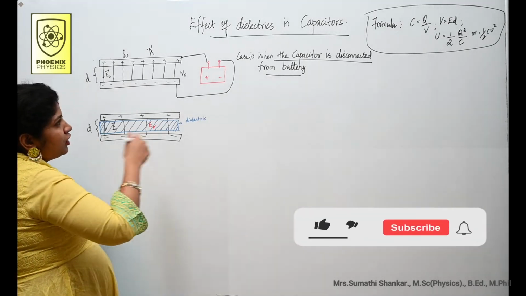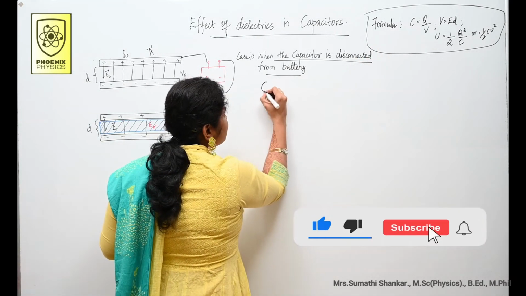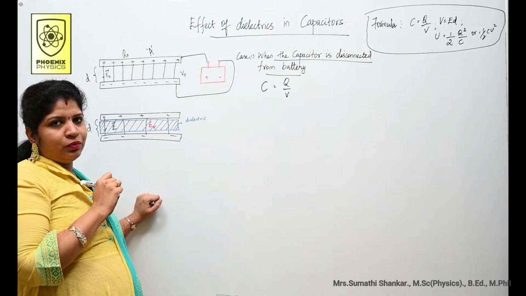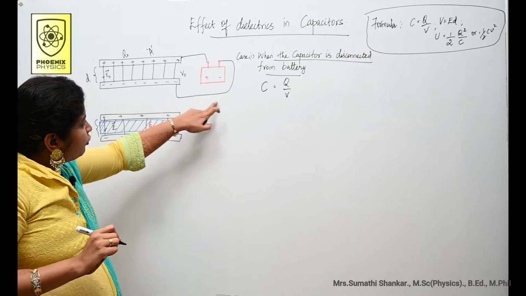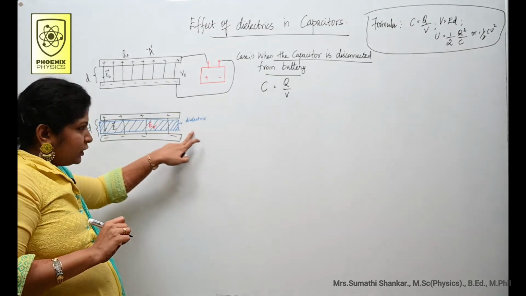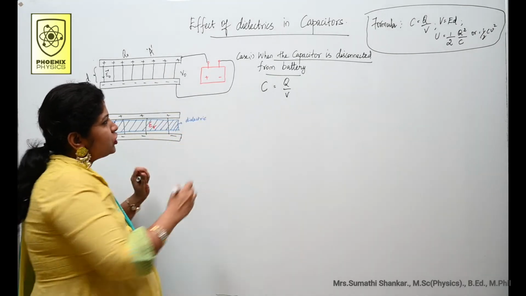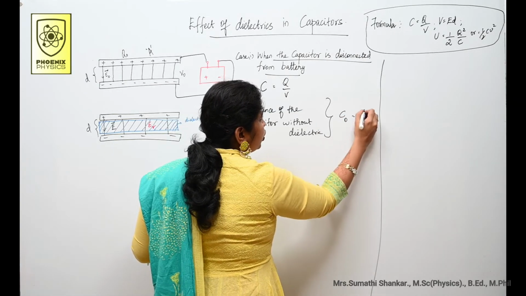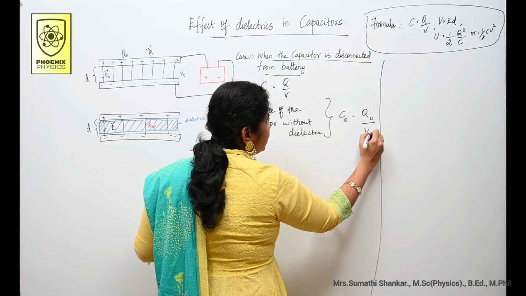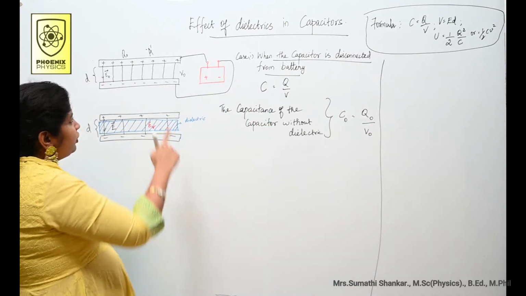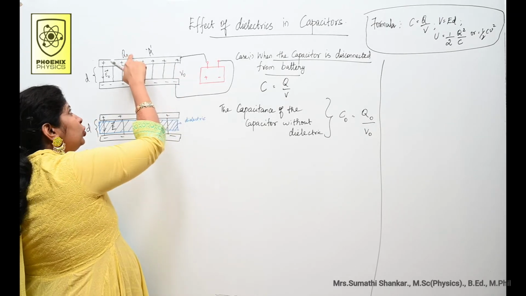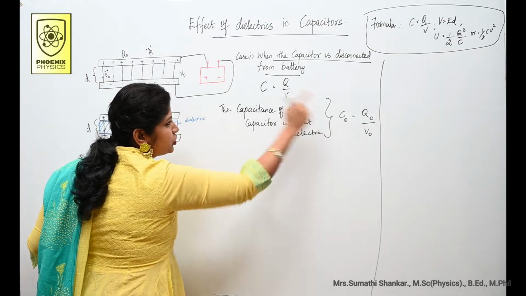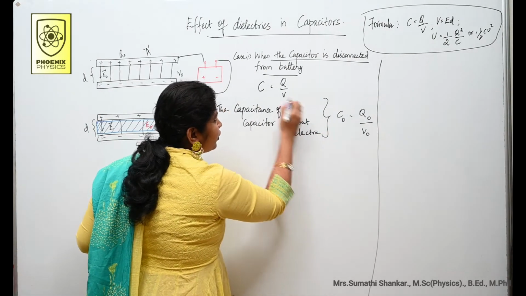You know the formula for the capacitance. The capacitance of the capacitor C is equal to Q by V. This is the general formula. Now, before introducing the dielectric material, the capacitance of the capacitor is C0, equal to Q0 divided by V0, because initially we have V0 potential and Q0 charge stored in the capacitor, so the corresponding capacitance is C0. I have written this formula from this equation.